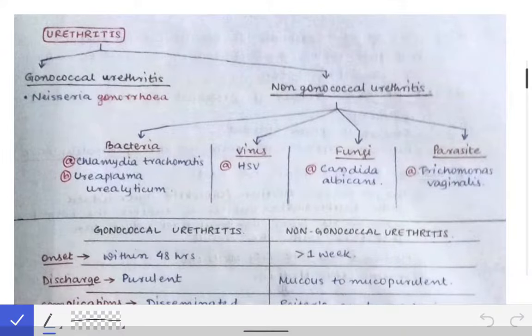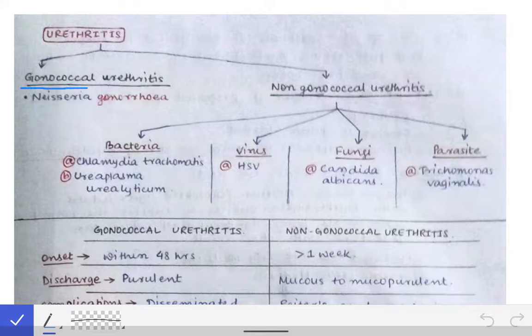In this lecture, we will talk about urethritis. Urethritis means inflammation of the urethra by some infecting organisms. So, what are the organisms which can cause urethritis? Based on that, we can classify urethritis into gonococcal urethritis and non-gonococcal urethritis.